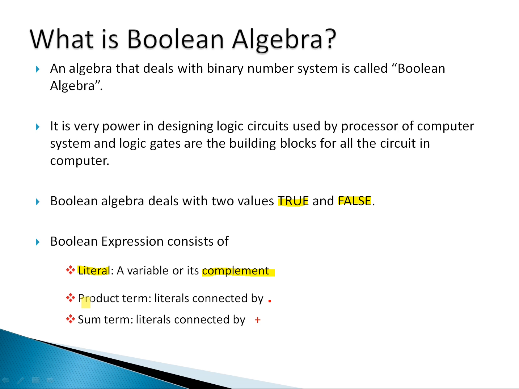And second one, product term, literals connected by dot symbol, and here dot symbol represents the logical AND operation. And third one, sum term, literals connected by plus symbol, and here plus symbol represents the logical OR operation.